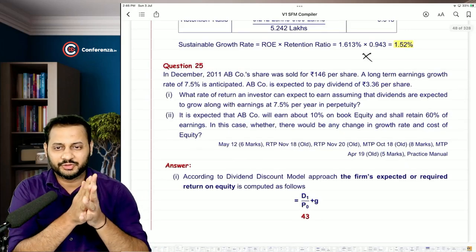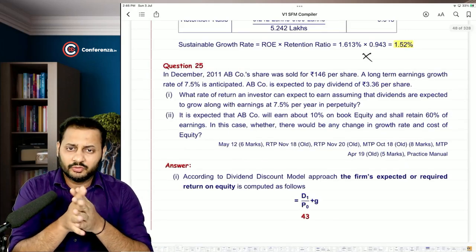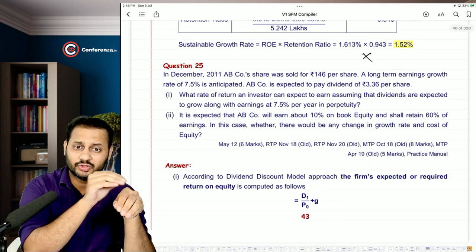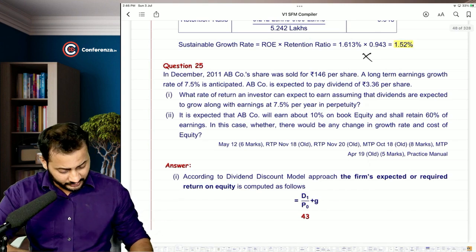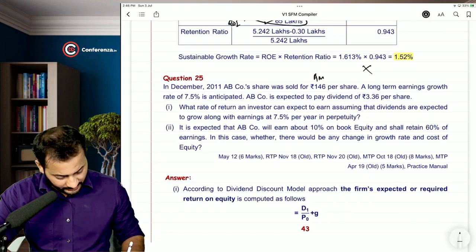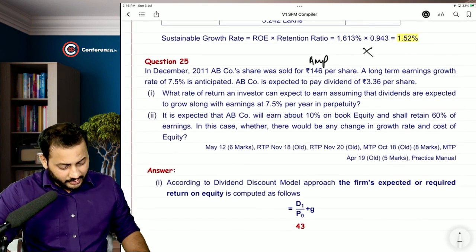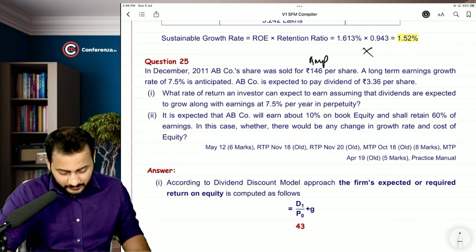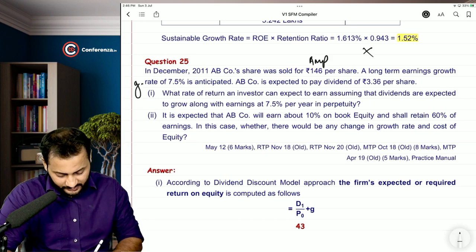So have a look at this question number 25. In December 2011, AB company's share was sold for rupees 146 per share. So this is going to be the market price. We can call it the actual market price. And a long-term earnings growth rate of 7.5% is anticipated. Okay, the growth rate is 7.5%.